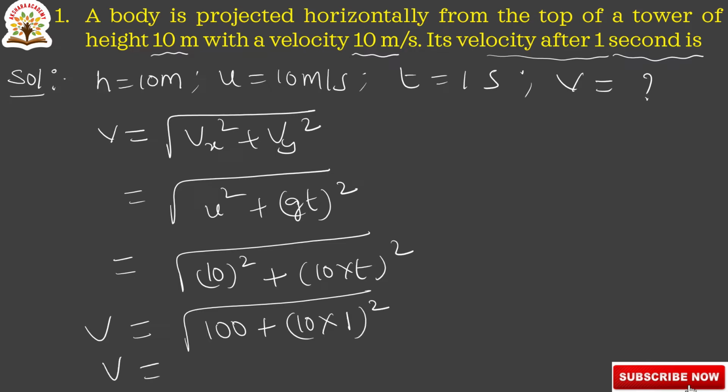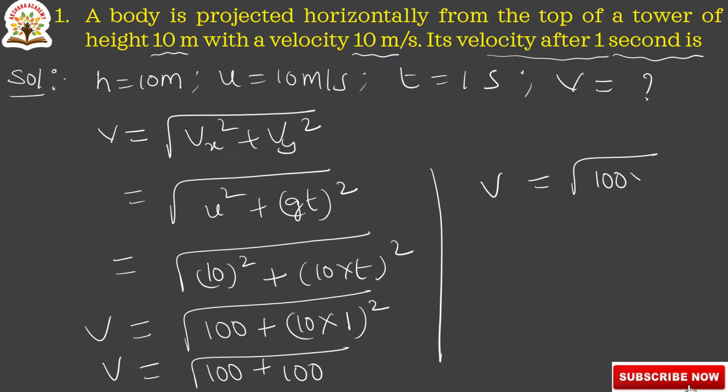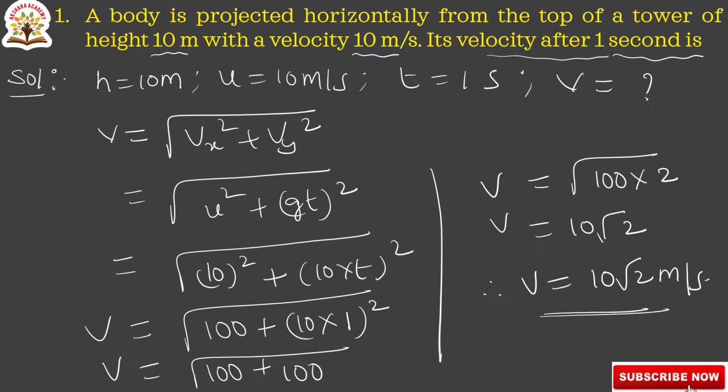So v is equal to root of 100 plus 10 whole square, that is 100 plus 100, 200. So v is equal to root of 100 into 2. This can be written as 10 root 2. So velocity after 1 second, v is equal to 10 root 2 meters per second. This is the final answer. Next we'll go to the next question.